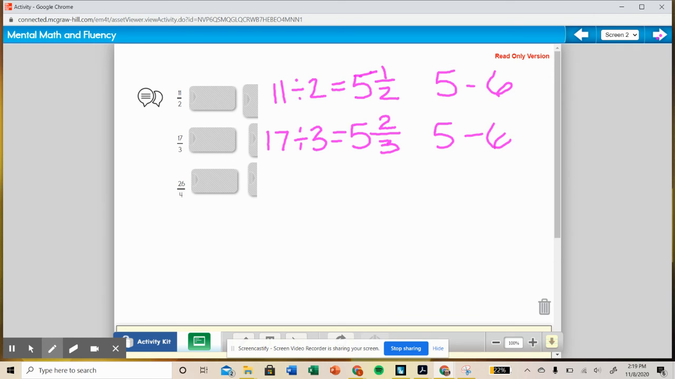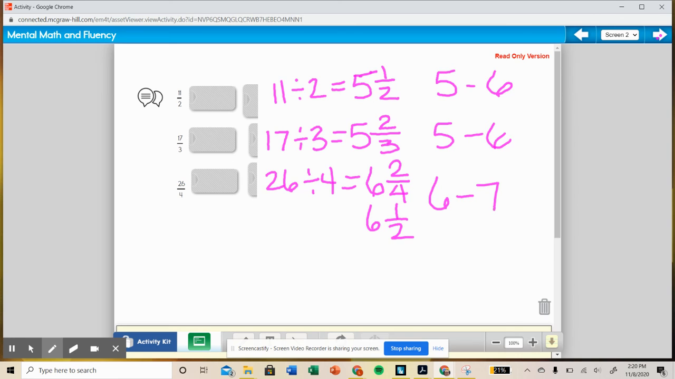If we take a look at this last one, we have 26/4. So again, I'm going to do 26 divided by 4. And I know that 4 times 7 is 28, which is too big. So 4 times 6 is 24. That's the closest I'm probably going to get. I have 2 left over. And remember, we got 2/4 as our remainder. That's also equivalent to 6 and 1/2. Okay, so our whole numbers will be 6 and 7 this time.